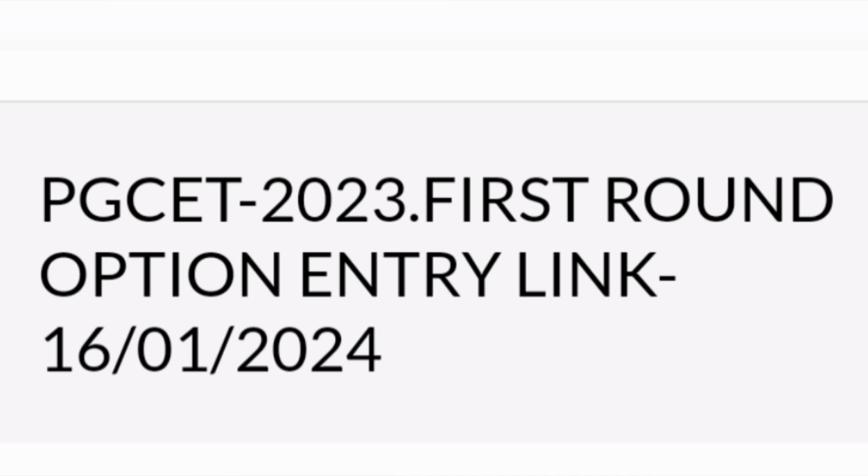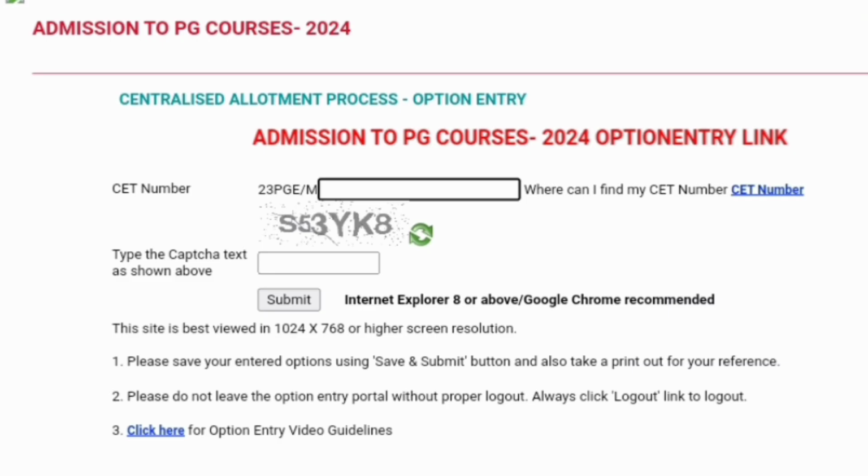So that is the place where you have to click, and once you click there, it will take you directly to the option entry page, which is called the Centralized Allotment Process, CAP option entry, right? This is how it will look. It will say admission to PG courses 22-24 option entry link, and then it will ask for the CET application number.